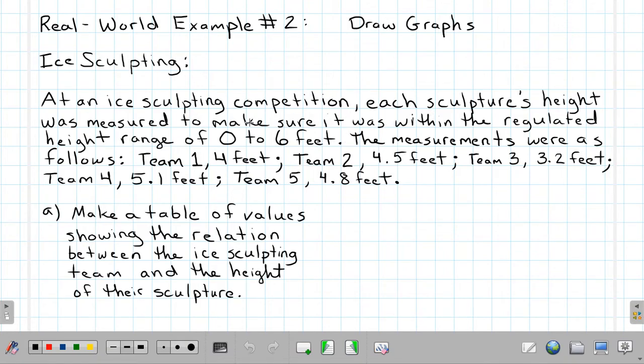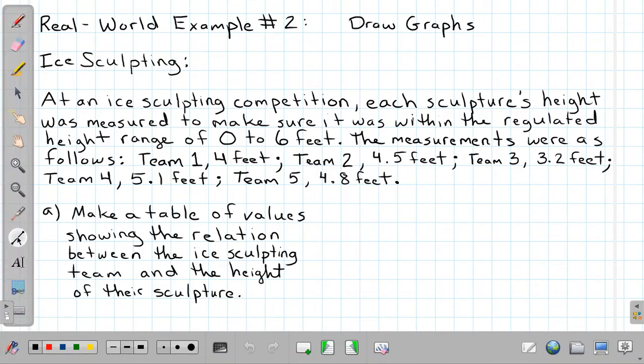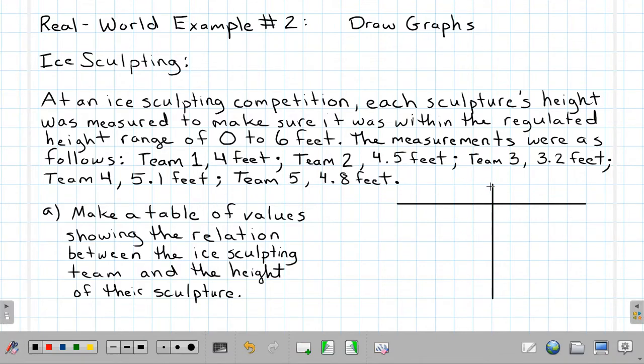this situation, okay? So part A here says, make a table of values showing the relation between the ice sculpting team and the height of their sculpture. So what we need to do here is make a table. I'm going to cheat here and use my neat little tools. So let's see, 1, 2, 3, 4, 5, 6. You make a nice table here so it's easy to read. Okay, so we have a table here.